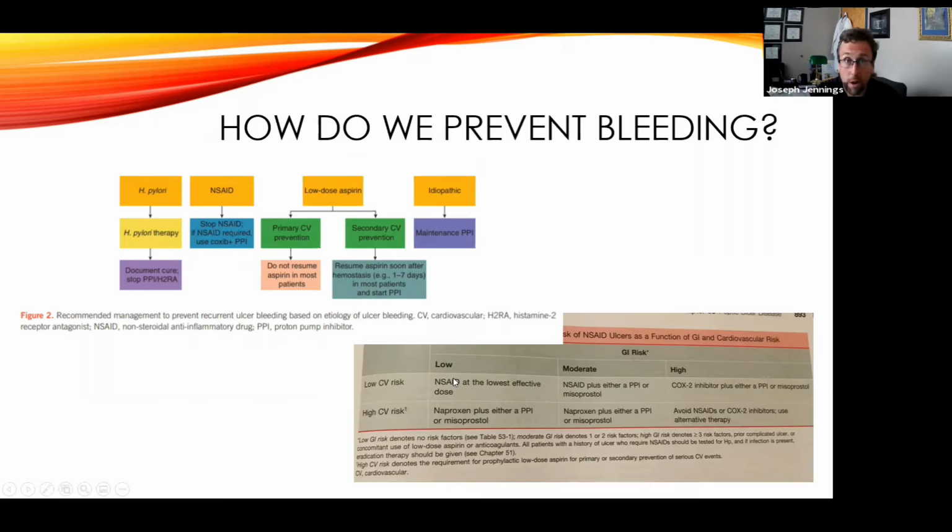Conversely, if their risk for bleeding is low, because you got rid of their H. pylori, for example, and you're going to get rid of other unnecessary NSAIDs, trying to use the least effective dose is okay. They don't have to be banned from using NSAIDs for the rest of their life.